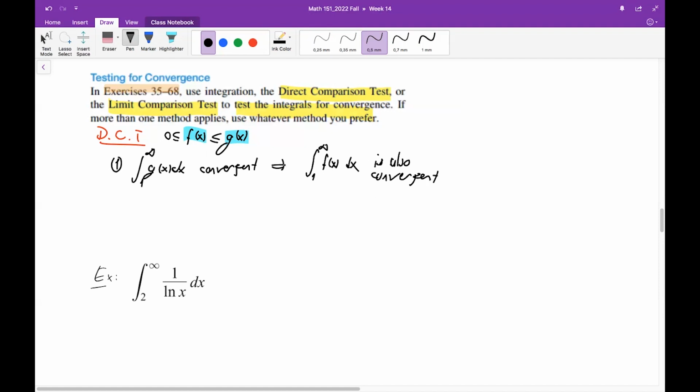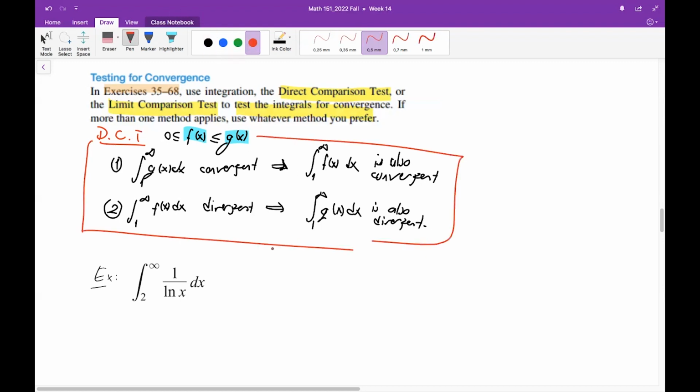This is the first part of the statement, okay? So if the improper integral of g of x, which has bigger values, is convergent, meaning that it has a finite value, then this implies that the improper integral of the function having smaller values will also be finite, will also be convergent. The second part of the statement is like this. Now we have information about the function which is smaller. If you know that the improper integral of the function with the smaller values is infinite, is divergent, then this information implies that the improper integral of the function with the bigger values should also be infinite. So this should also be divergent. So this is the summary of the statement of the direct comparison test.